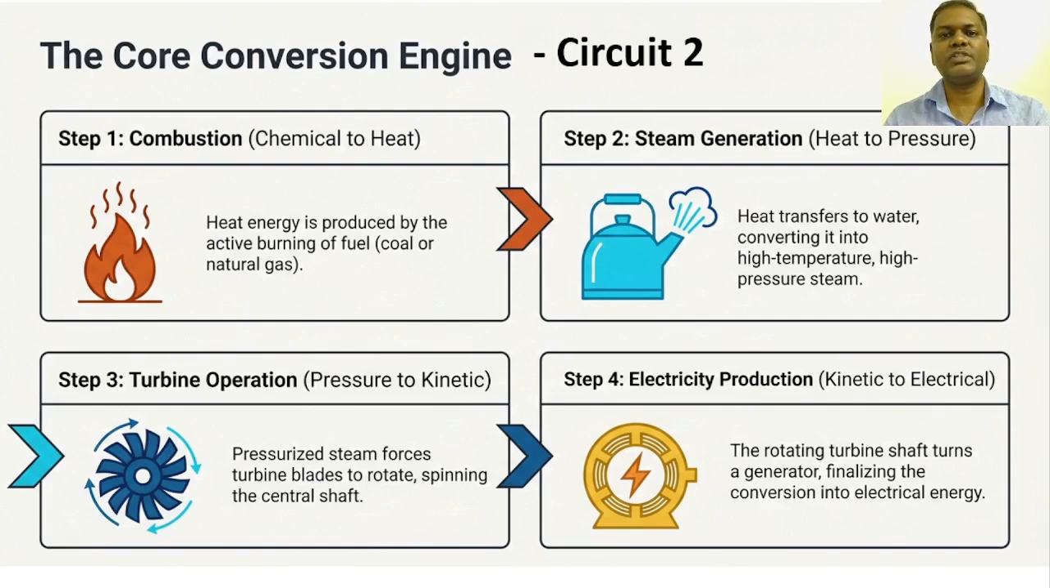How the conversion takes place: from heat to pressure, from pressure to kinetic energy, and then kinetic energy to electrical energy. In the first stage, chemical energy is converted into heat energy. In the second process, steam generation, the heat is transferred to water, converting it into high temperature and high pressure steam. The third process is turbine operation, where pressurized steam forces the turbine blades to rotate, spinning the central shaft. The fourth process is the kinetic energy being converted into electrical energy by the rotating shaft.